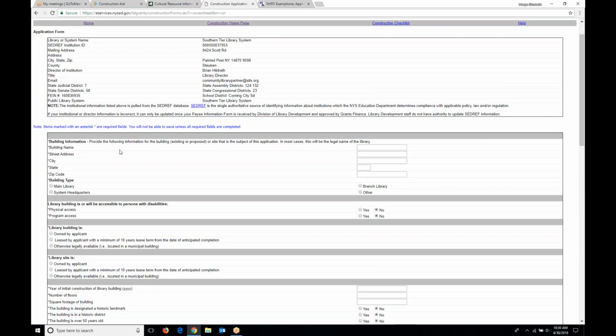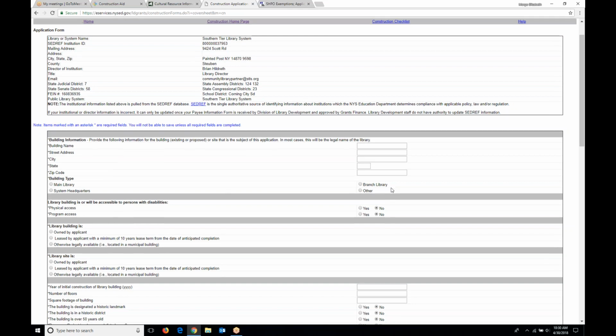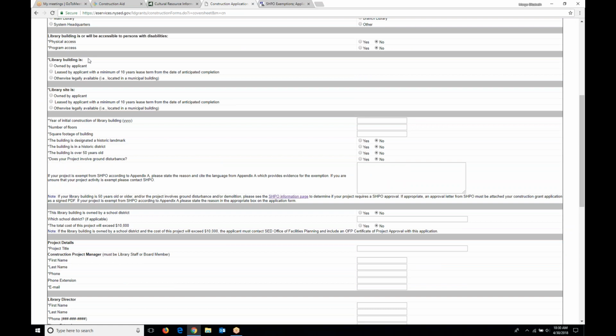You'll need to put in your building name, all of your address. All of your main library. The only people that will deal with branch libraries is the Chemung County Library District. For most of our libraries, the library building is owned by the applicant. For those of you whose buildings are not owned by the applicant, you will need to produce a lease that shows that you will be in that building 10 years after the completion of the construction project. So if you anticipate that your construction project is going to take 2 years, your lease must be for at least 12 years.